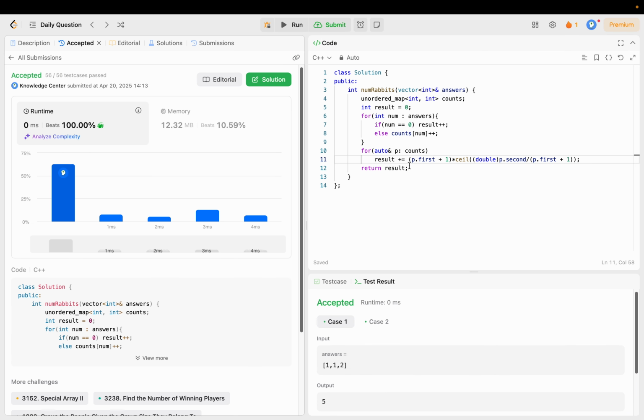And the solution is accepted. So I hope you understood this problem. So see you in the next problem.